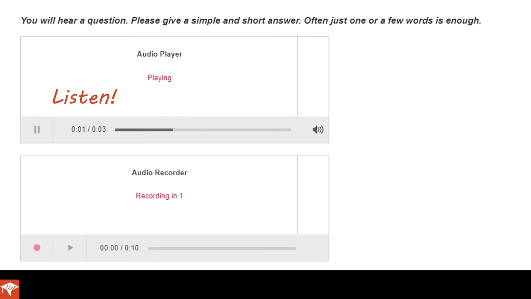Okay. So let's look at some example questions. These are from the PTE Academic Question Bank, which is one of Pearson's official test preparation materials. Okay, so question one. How many years are there in a century?